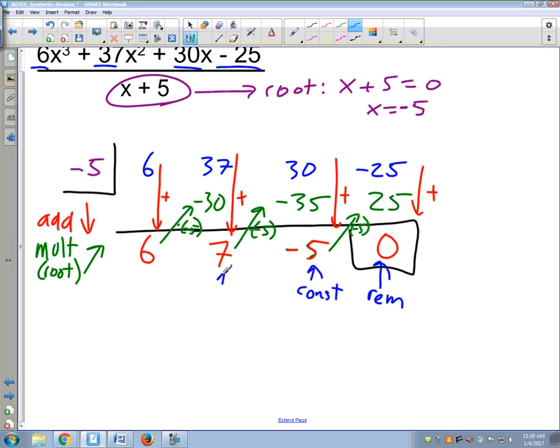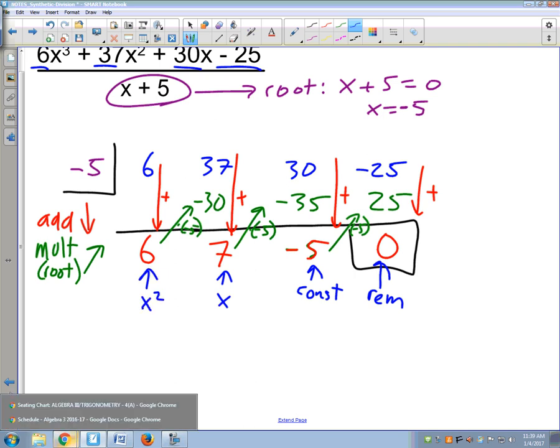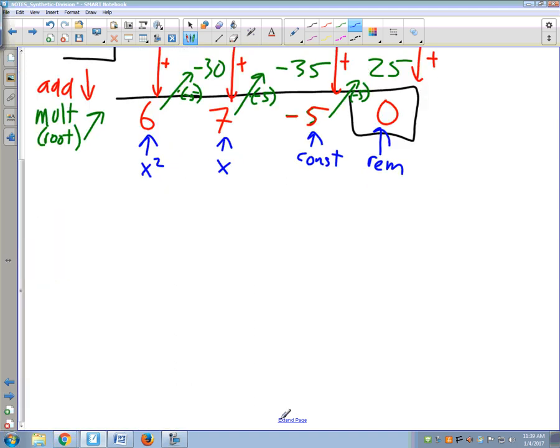And then we're going to see our x term. And then the next thing is going to be our x squared term. If we had another one to the left, it'd be x cubed, and then x to the 4th, and x to the 5th. But we only went up to x squared. So our final answer will be 6x squared plus 7x minus 5.